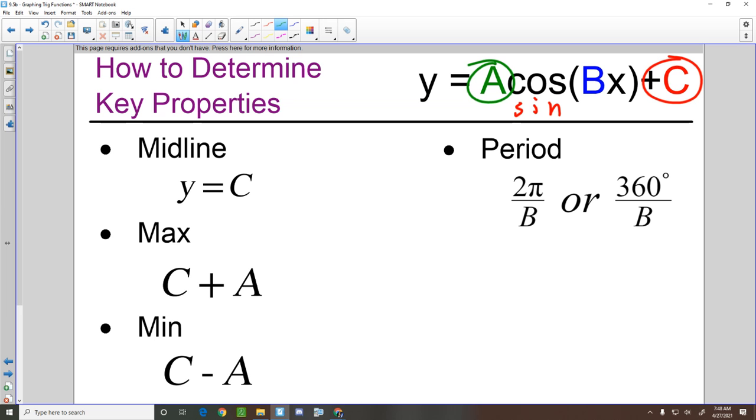And so starting from the midline, starting from C, to find the max you're going to add A, or starting from the midline, you're going to subtract A to get the minimum. So whatever that amplitude is, just add it or subtract it from C, because that's the midline. That'll tell you how high my graph is going to go and how low it is going to go. Right off the bat, that is extremely simple.